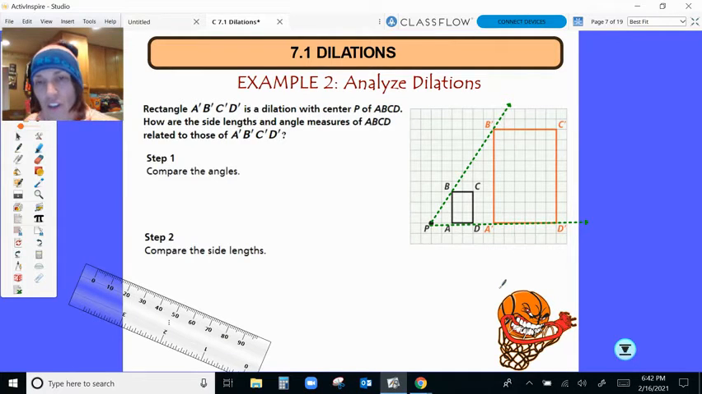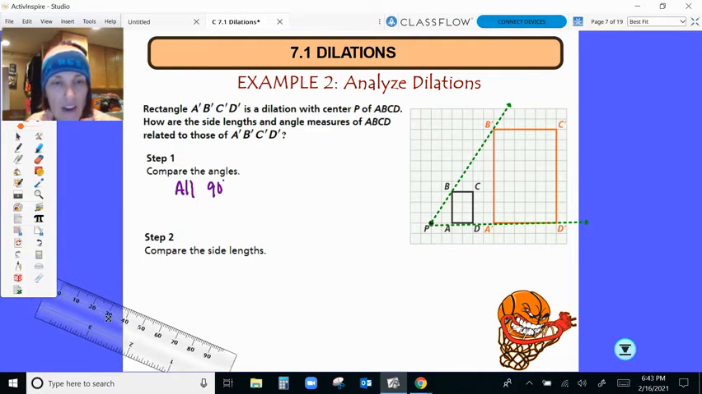Comparing all my angles, notice they're all 90-degree angles, right? So all my angles have stayed the same. They're all 90-degree angles. A is congruent to A prime, B is congruent to B prime, D is congruent to D prime, and C is congruent to C prime. We're going to compare the lengths of my sides now.